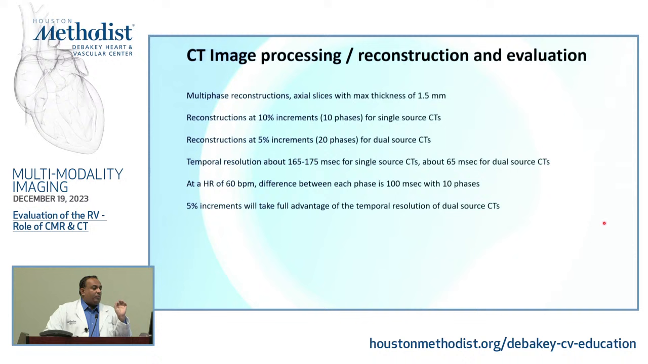For evaluation of RV and LV function, you can have slices that are even up to 1.5 millimeters. This is important to understand. The reconstructions are done every 10% of the cardiac cycle on a single source CT. But for the dual source CTs, which is the Siemens scanner, which is what we have over here, we do the reconstructions at 5% increments. And the reason for that is the difference in the temporal resolution.